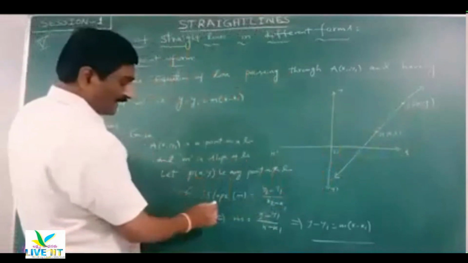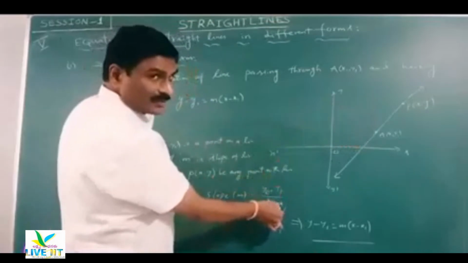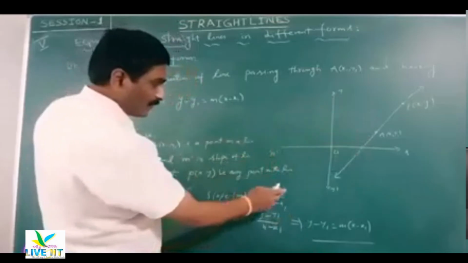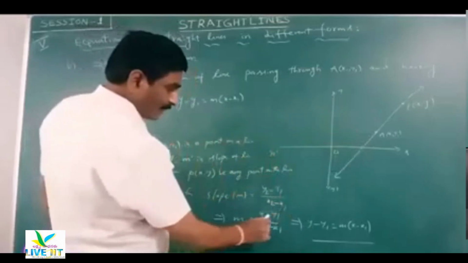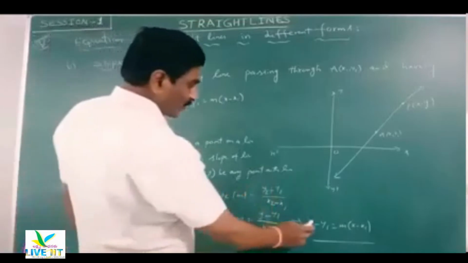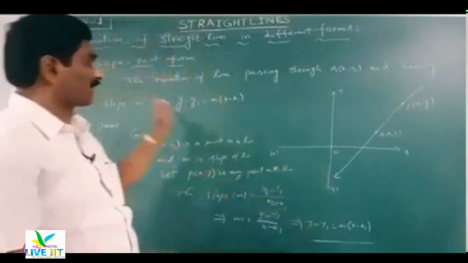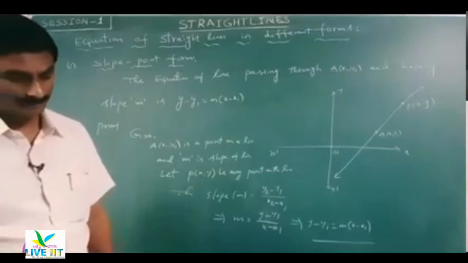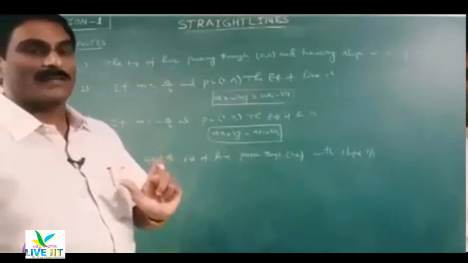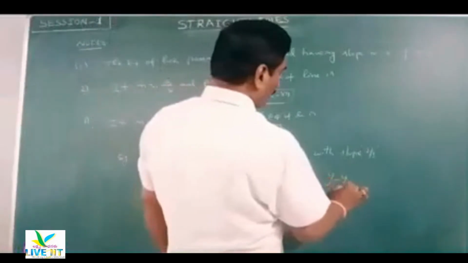So let P(x, y) be any point on the line, then the slope of the line AP is equal to (y2 minus y1) by (x2 minus x1). But the given slope is m. Therefore, m is equal to (y minus y1) by (x minus x1). After cross multiplication, we get y minus y1 is equal to m into (x minus x1). It is the required proof. Note this point. If the point and slope are given, the equation of the line is y minus y1 is equal to m into (x minus x1).